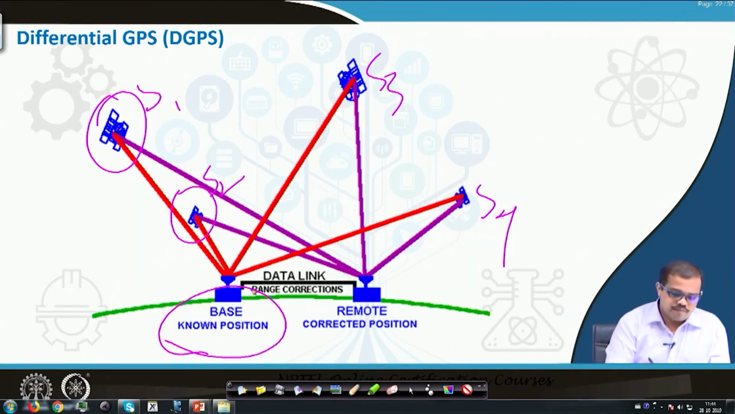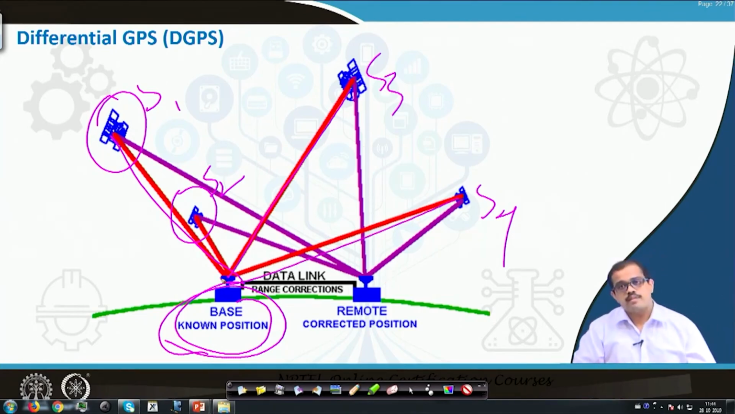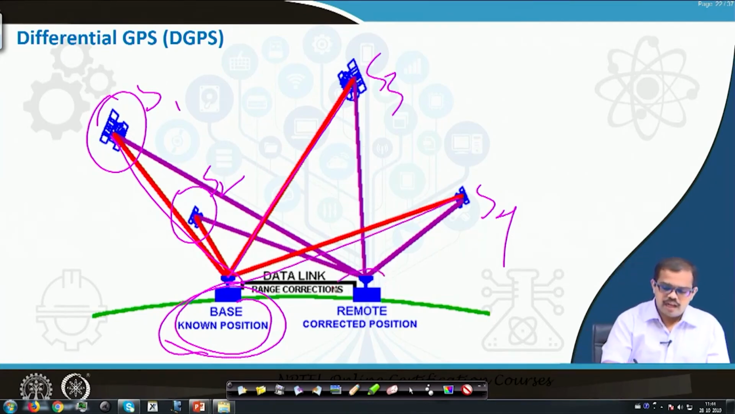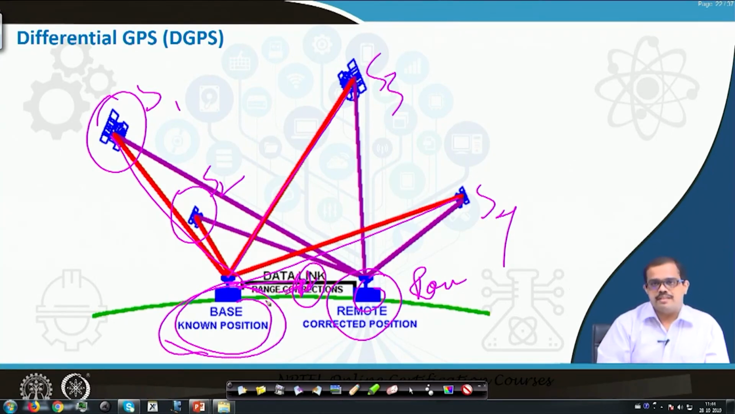So, now I have fixed my base station. Now, all of these satellites start communicating to the base station. Now, I have the rover which is actually moving around. Let us say this is a rover here. So, this rover will give me the measurements based on the base station.